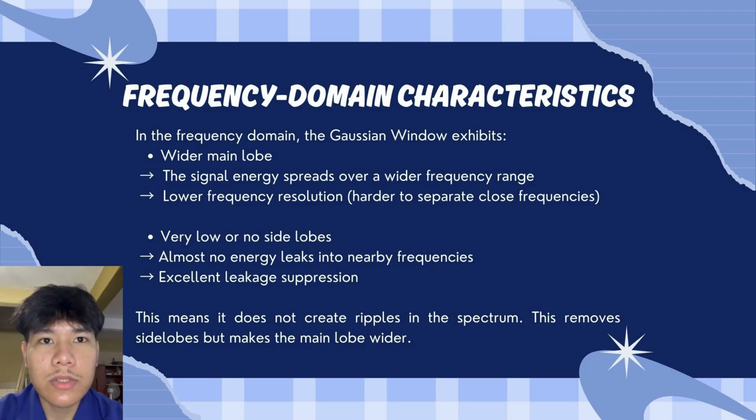In the frequency domain, the Gaussian window exhibits, first, a wider main lobe. The signal energy spreads over a wider frequency range. Lower frequency resolution means it is harder to separate close frequencies. And second, very low or no side lobes. Almost no energy leaks into nearby frequencies, and it has excellent leakage suppression. This means it does not create ripples in the spectrum. This removes side lobes but makes the main lobe wider.